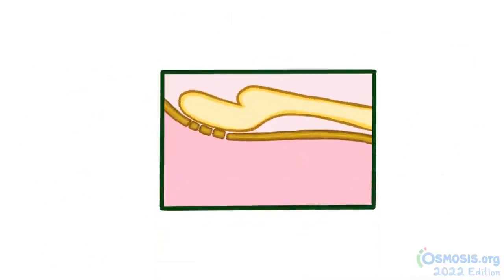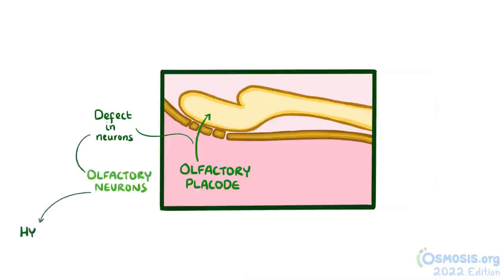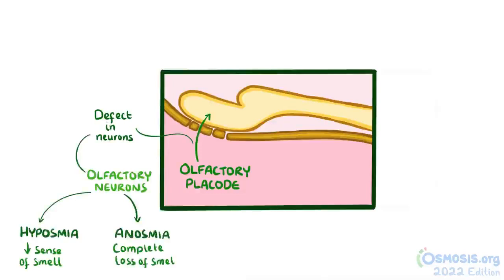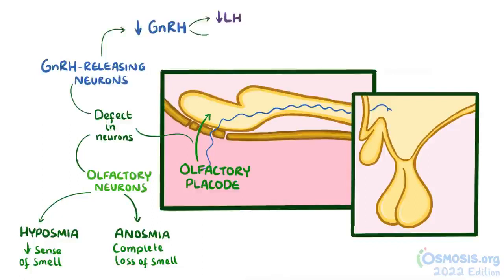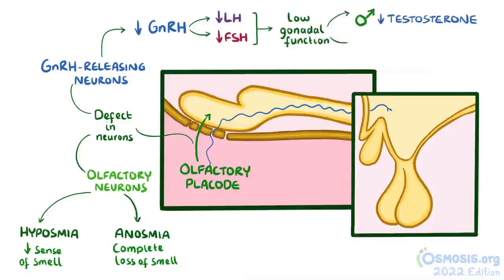In Kallmann syndrome, there's a defect in the migration of neurons coming out of the olfactory placode. That includes the olfactory neurons, which can result in hyposmia, which is a reduced sense of smell, or anosmia, which is a complete loss of smell. It also includes gonadotropin-releasing hormone neurons, which results in a decrease in gonadotropin-releasing hormone. And that leads to low levels of gonadotropin hormones, luteinizing and follicle-stimulating hormone, and low levels of gonadal function. In males, there's a decrease in testosterone, and in females, there's a decrease in progesterone and estrogen.